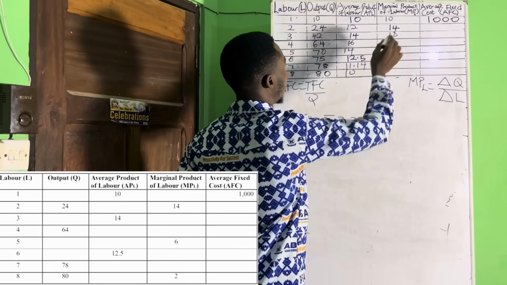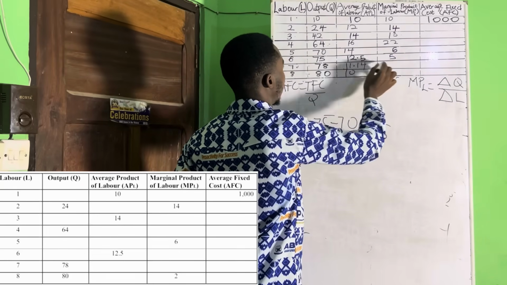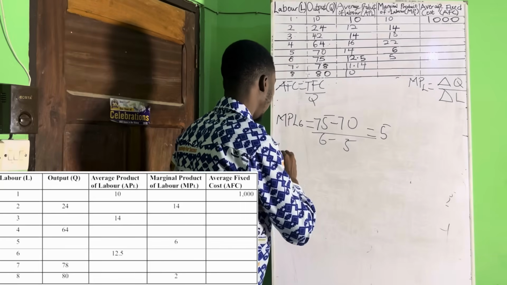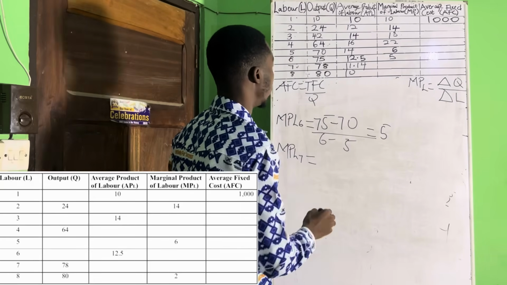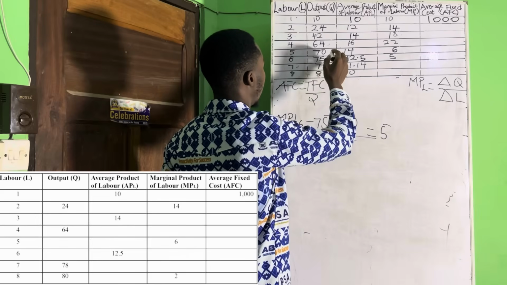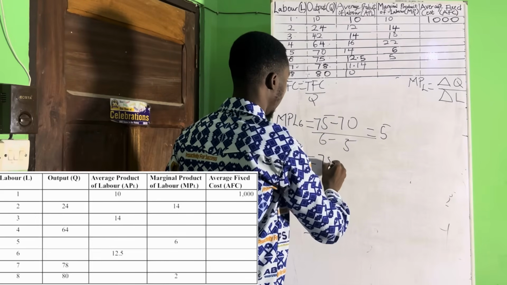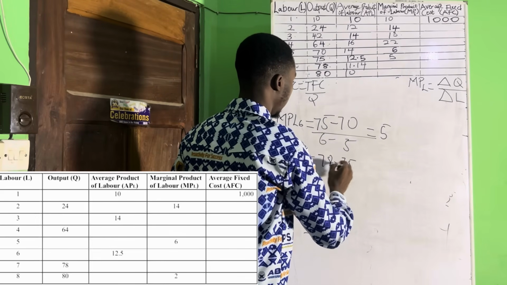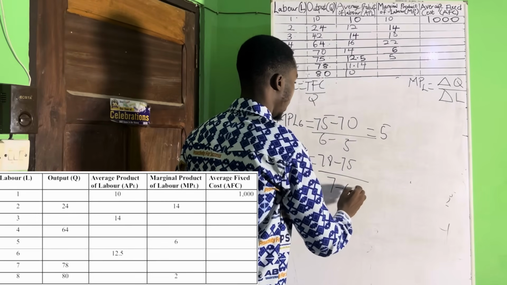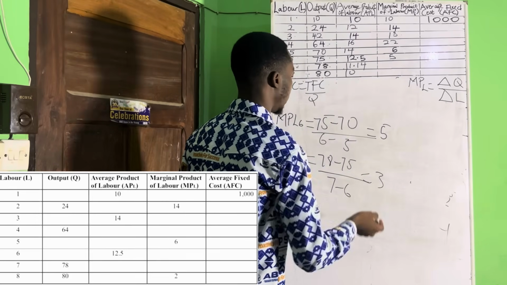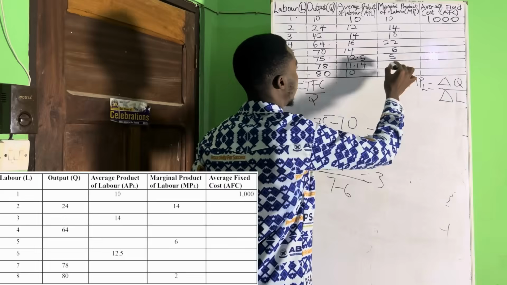Then we can find for the marginal product of labor for labor 7. So MPL 7 is equal to this minus this, right? So 78 minus 75 over the labor, which is this minus this, 7 minus 6. And this should be giving us 3. 78 minus 75 is 3, so here should be 3.